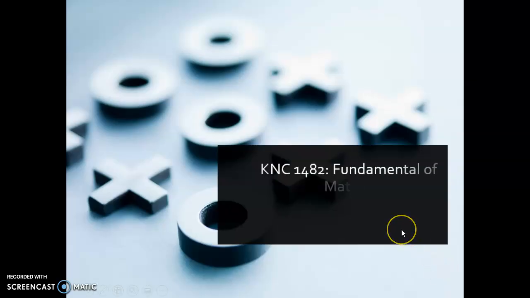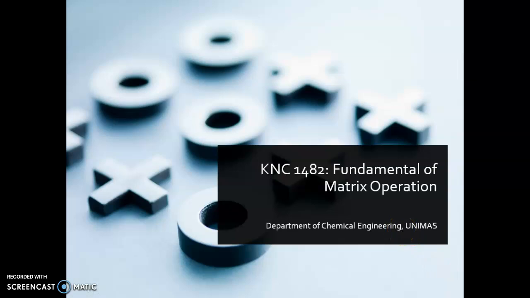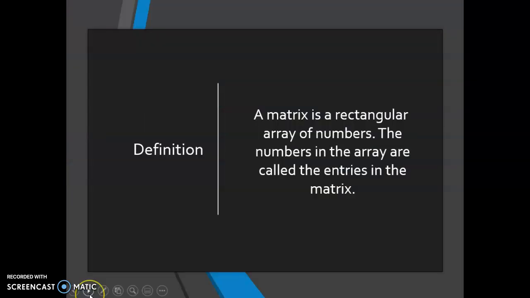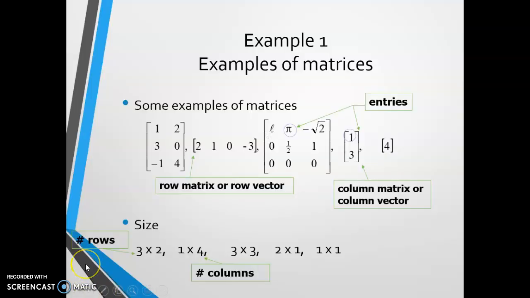Okay, so by definition, a matrix is a rectangular array of numbers. The numbers in the array are called the entries in the matrix. So rectangular, and inside the rectangular array we call this one an entry. Okay, so example of matrix.